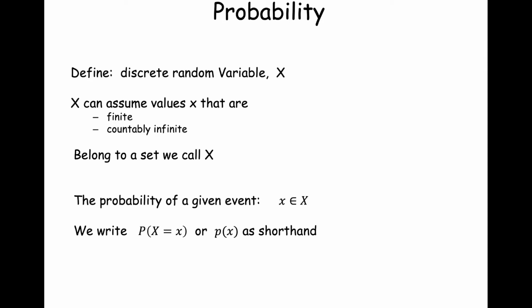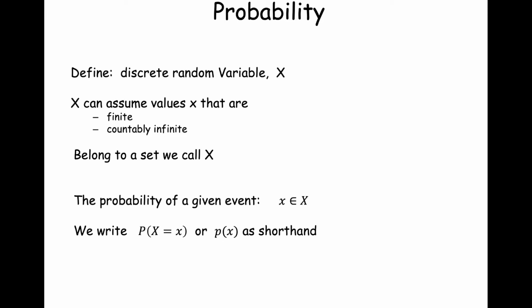A so-called discrete random variable, big X, takes on values little x. And a discrete random variable is one whose values are either finite, like 1, 2, 3, 4, 5, or countably infinite. You can draw a one-to-one correspondence between the values random variable X can take on and the natural numbers. And so all of the values belong to a set, and we call this set X, and for the probability of a given event of little x belonging to some big set, we write for that random variable the probability that random variable X takes on, or equals, little x.